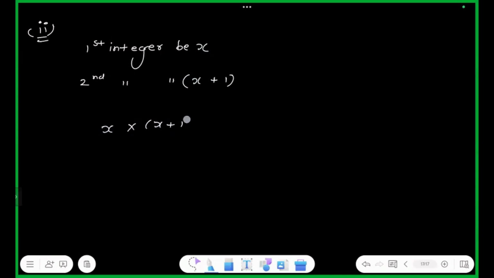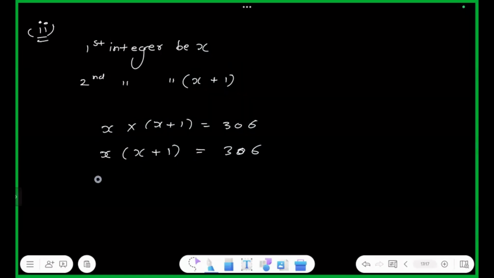So we have two integers now. Let the first integer be x. So the second integer will be, as I told you, x plus 1, because it is consecutive. Now it is given that the product of the first and second integer is 306. So x multiplied by x plus 1 is 306. Now you don't need to write like this, okay? For the sake of understanding, I wrote like this. You can simply write it like this, 306.